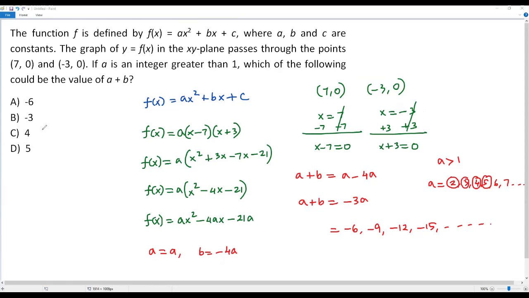Okay, so when I consider the values we have for a plus b in the given answer choices, we find this negative 6 in answer choice A. So among the given answer choices, the value negative 6 in answer choice A could be the value of this expression a plus b. So the correct answer choice for this question is A, negative 6.